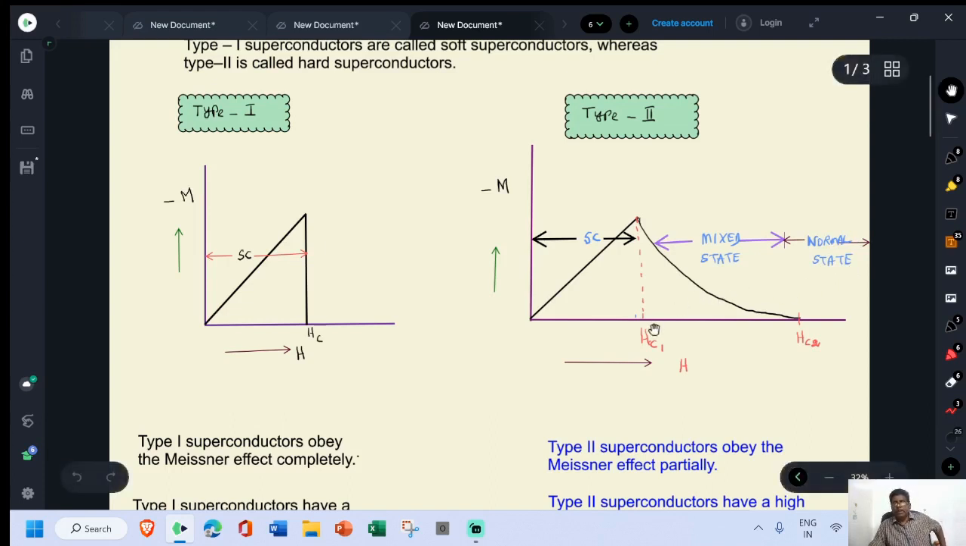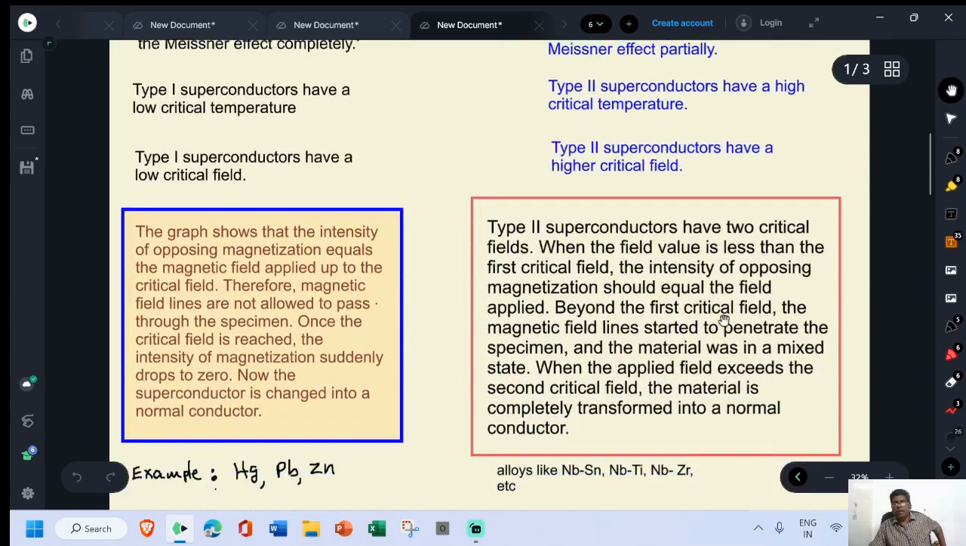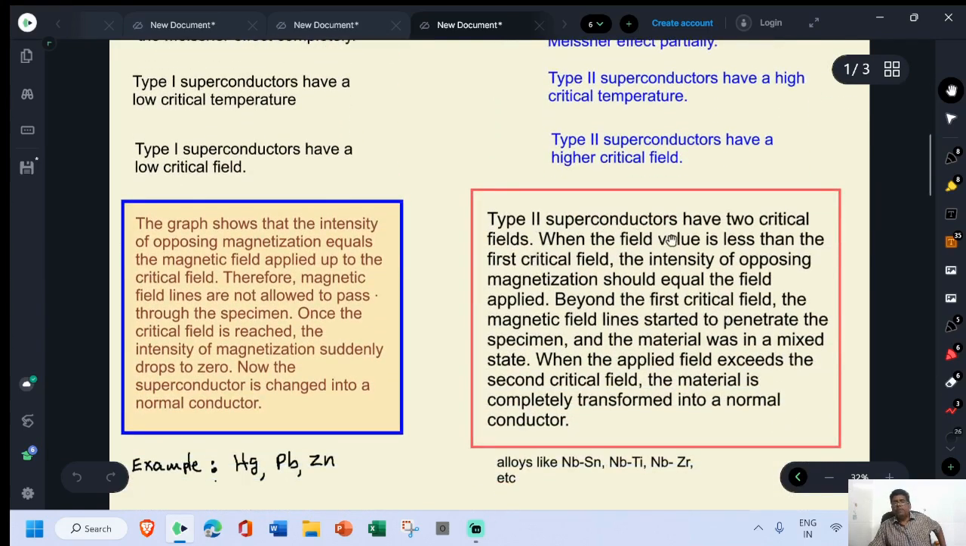So if the field is lesser than the critical field, it obeys the Meissner effect perfectly. In between HC1 and HC2, it's not obeying perfectly because the magnetic field lines are passing through the specimen. Now read out this. Type 2 superconductors have two critical fields. When the field value is lesser than the first critical field, that is HC1, the intensity of opposing magnetization should equal the magnetic field applied.